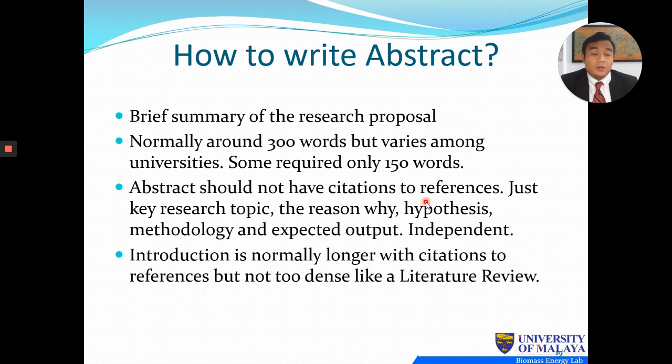The title should be followed by an abstract. So how to write an abstract? It is a brief summary of the research proposal, normally around 300 words, but it varies among universities. Some require only 150 words. An abstract should not have citations to references. It is a very brief summary of your key research topic, the reason why, hypothesis, methodology, and expected output. It is independent so that you can read the abstract without having to go through the whole research proposal, and you could understand what the research is about.